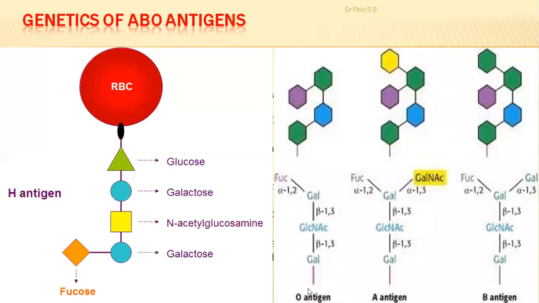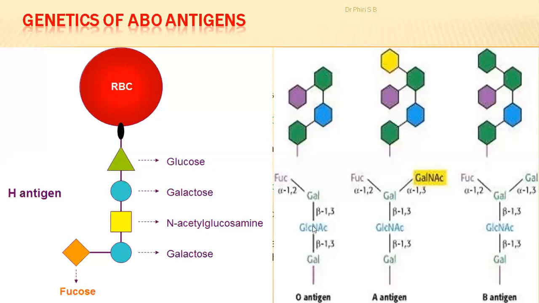So you can see the H antigen, which is the backbone here, which is called O antigen or H antigen. So depending on what you are adding here, that enzyme, a transferase, is the one that is going to transfer those carbohydrate groups to this galactose here. So if it's going to transfer N-acetylgalactosamine to galactose, then this antigen will become A antigen. If it's going to transfer galactose to this galactose here, then it will become B antigen. So these are the types of antigens that are found on the plasma membrane of red blood cells.